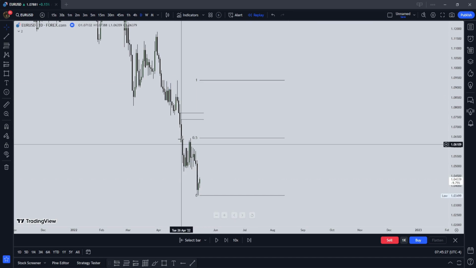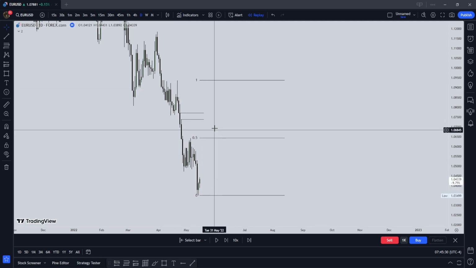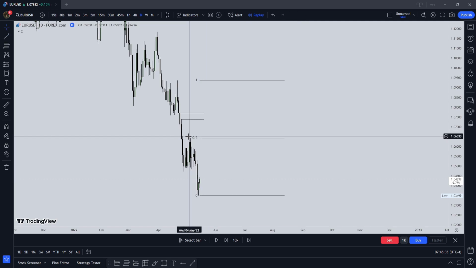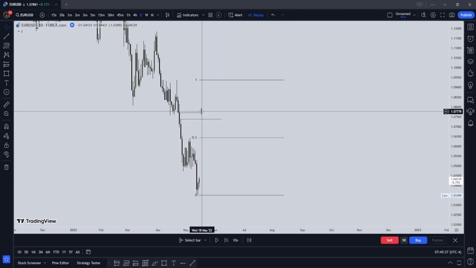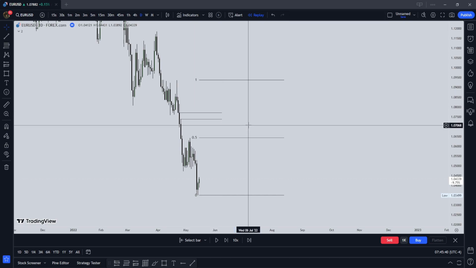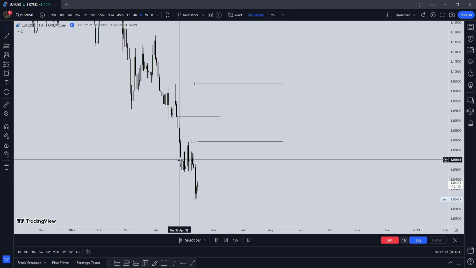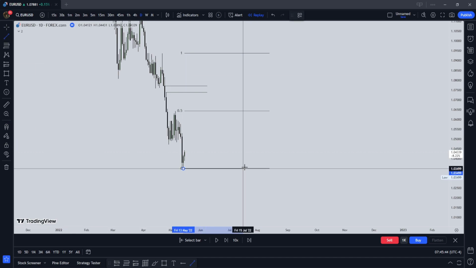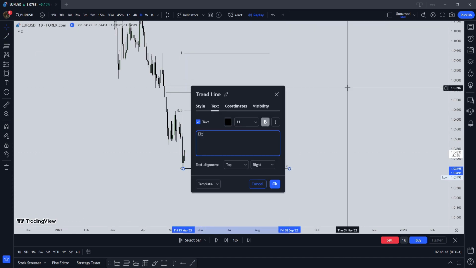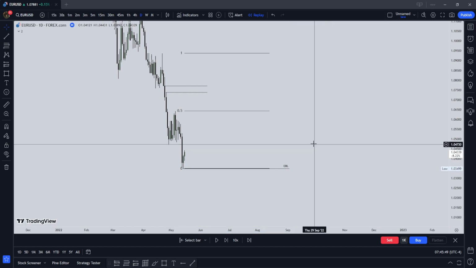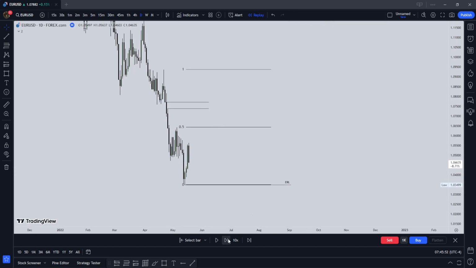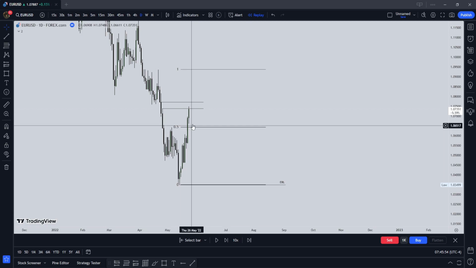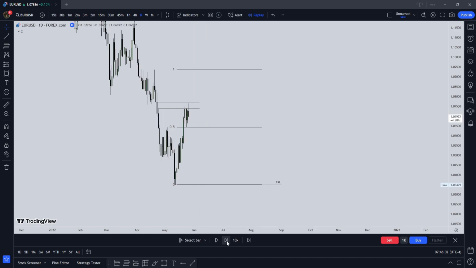So after this displacement, I expect price to rebalance the range, go take out this internal range liquidity, this buy side down here, and also mitigate the internal range liquidity, which is a fair value gap in this case, and then seek lower prices to this external range liquidity down there. So if we look at this, price reaches up to the internal, takes out this buy side as well. We're in premium, and I expect the price to go lower from here.